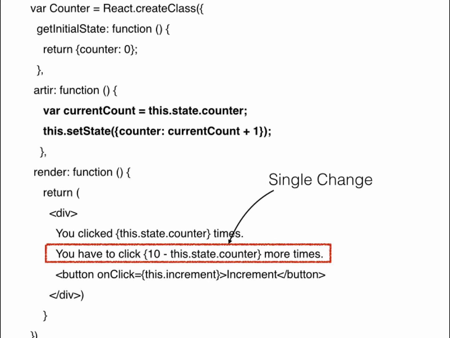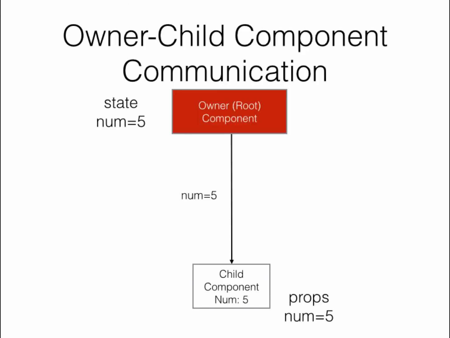Now see that I can use any JavaScript expression there. So I'm using a variable and I'm subtracting that from 10. Of course, this 10 could be variable, etc., but that's not the point. The point is that my application didn't have to change that much for a view change, because the data change wasn't there. Now finally, I'm going to talk about owner-child component communication.